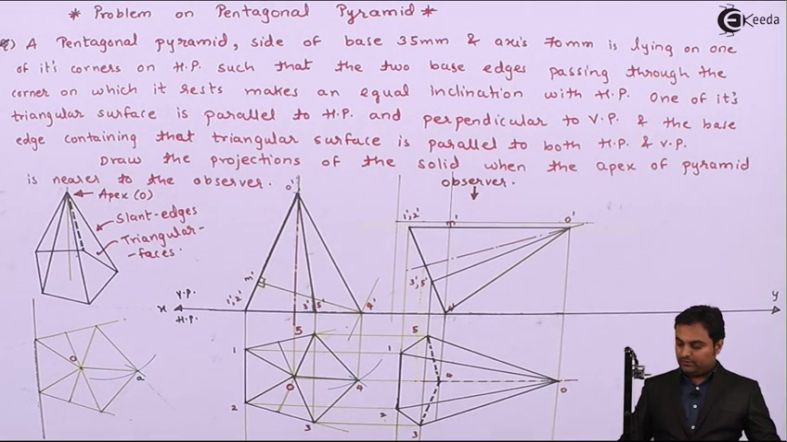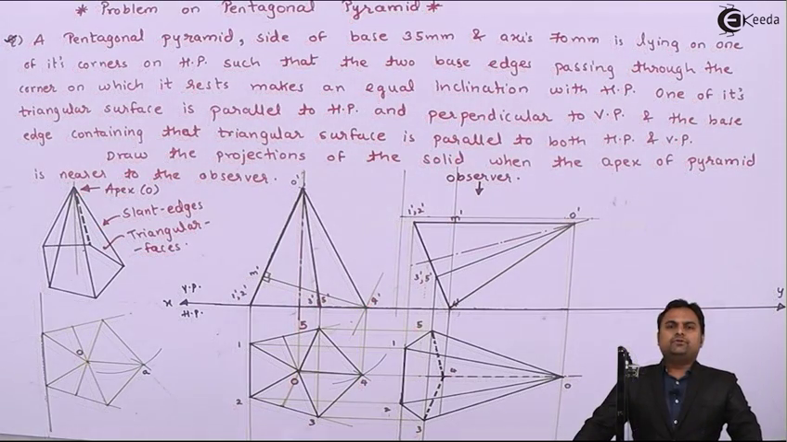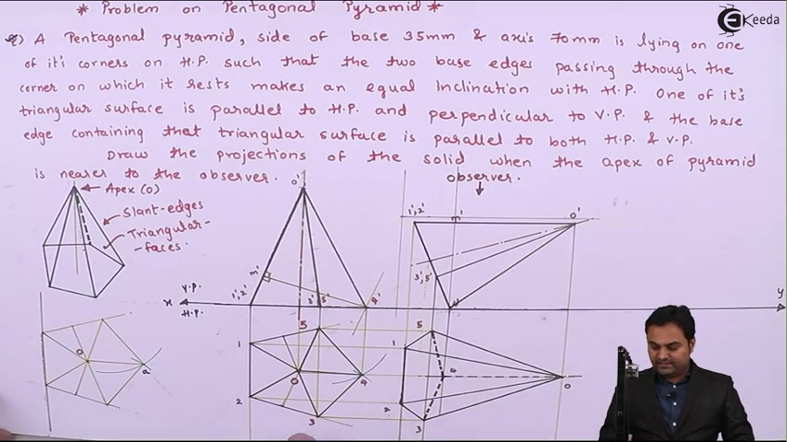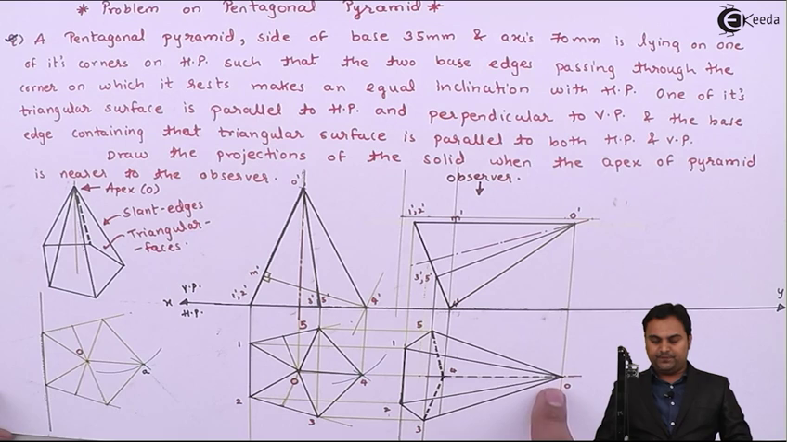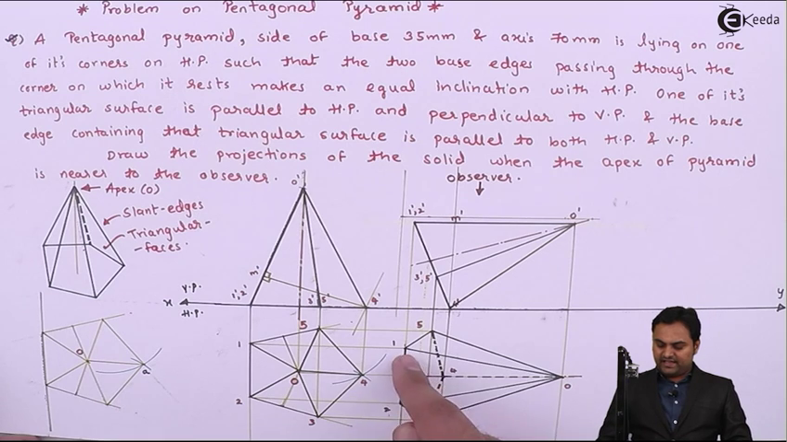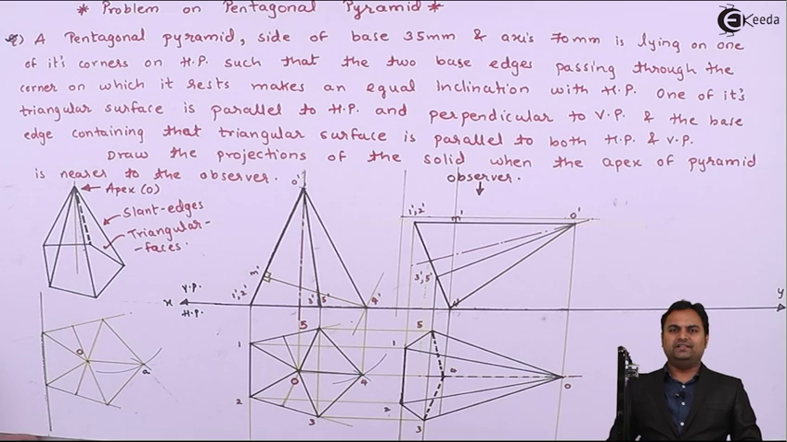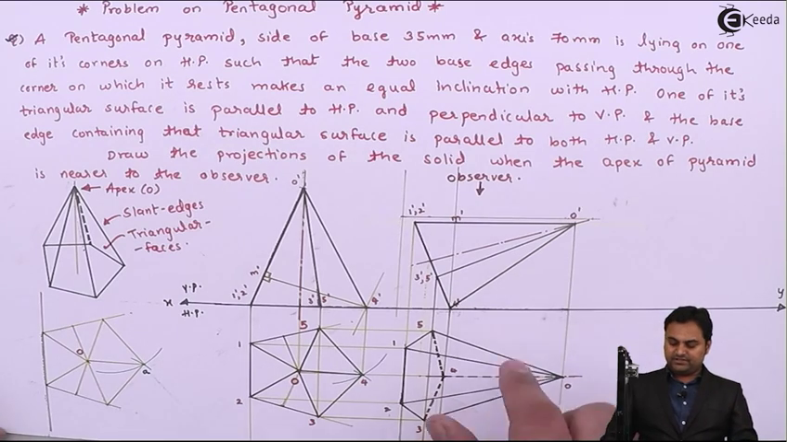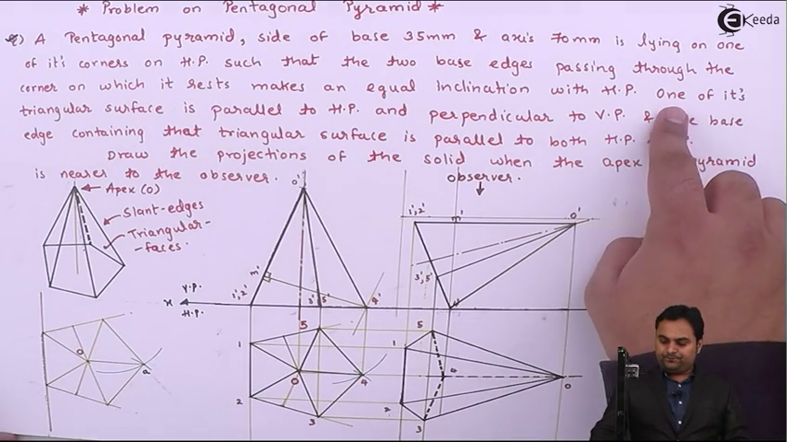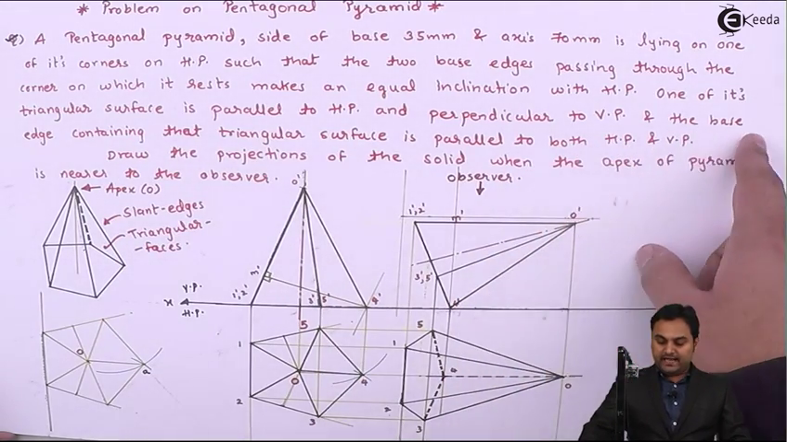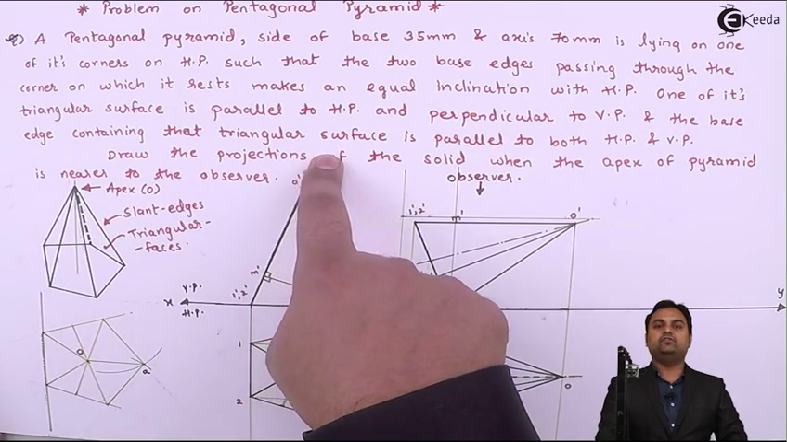Next, after this we are going to complete the third stage of the problem. So here, after I have completed the second stage, it was given that the triangular face is parallel to HP, and when this triangular face is parallel to HP, its edge, that is 1, 2, that edge is also parallel to HP. If it is parallel to HP, then it is perpendicular to VP in this condition. And the next condition is one of its triangular surface is parallel to HP perpendicular to VP, and the base edge containing that triangular face.